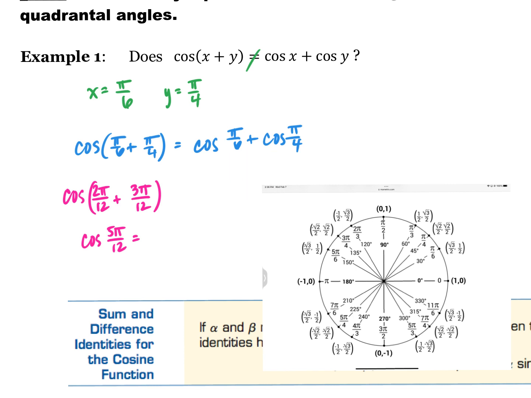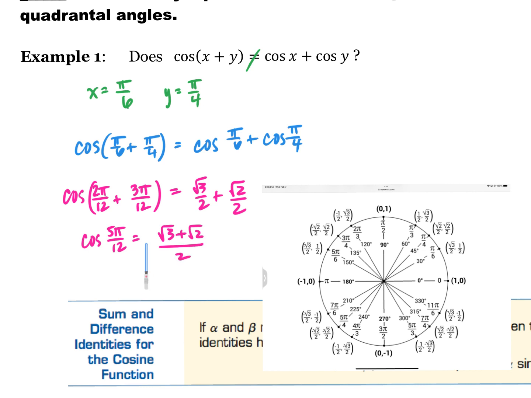What's the cosine of pi over 6? Cosine of pi over 6, x or y coordinate? X, so it's root 3 over 2. Good memory, Beck. Root 3 over 2. What's the cosine at pi over 4? Root 2 over 2. And so I'm just going to say that that's root 3 plus root 2 over 2.